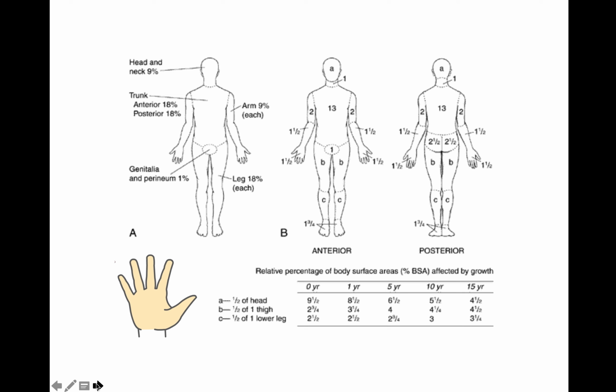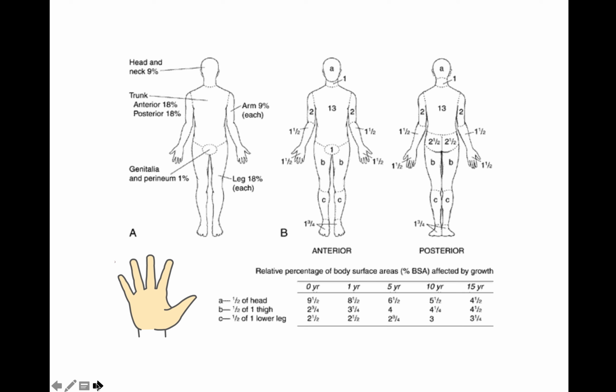Now with a child, to accommodate for the larger surface area of the head and the scalp, with the head accounting for 18%, that means we need to take 4% away from each of the legs. So each leg in total will be 14%, so 7 in the front, 7 in the back, and that's generally the easier one to remember.